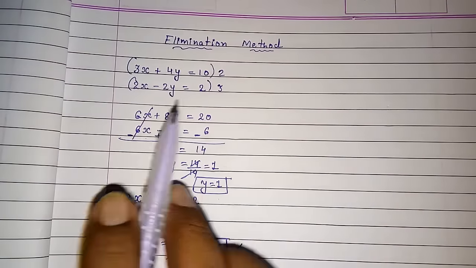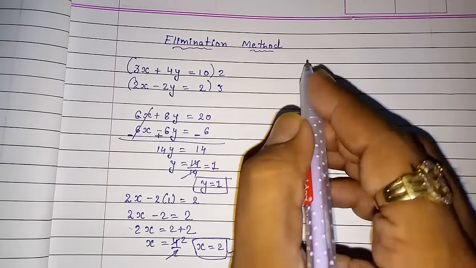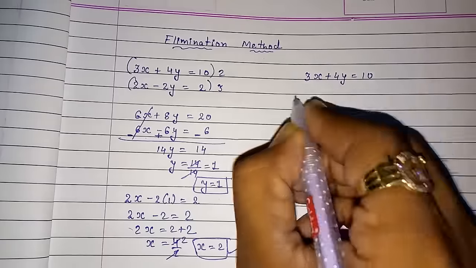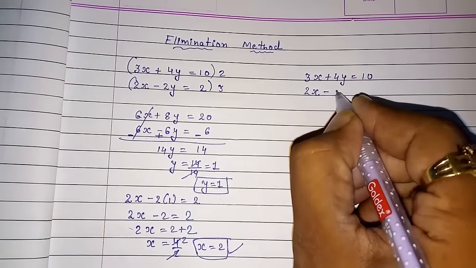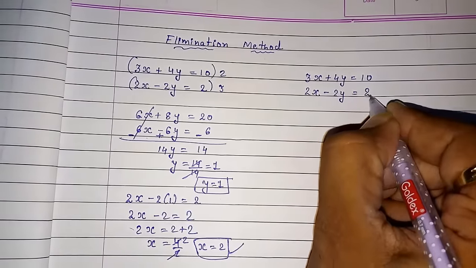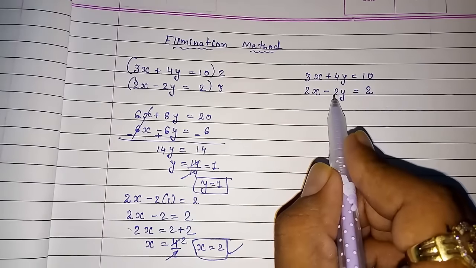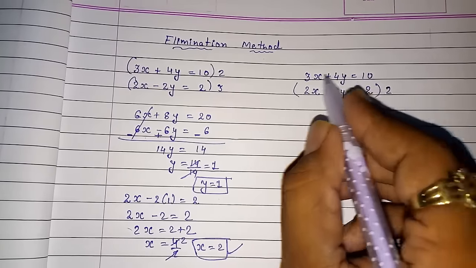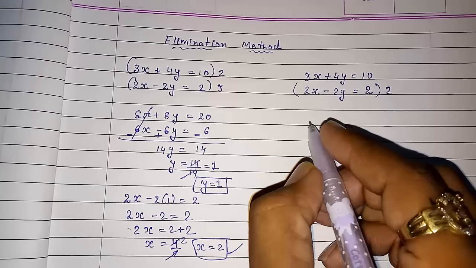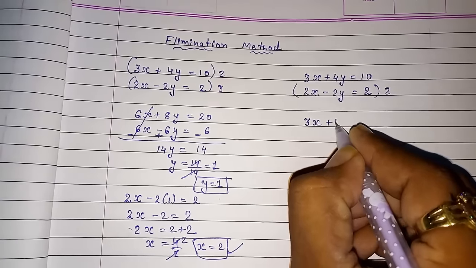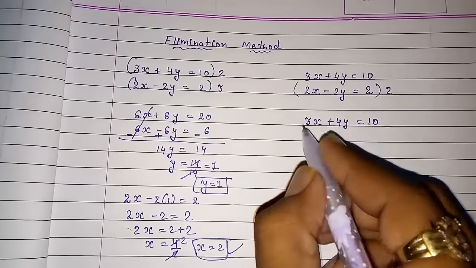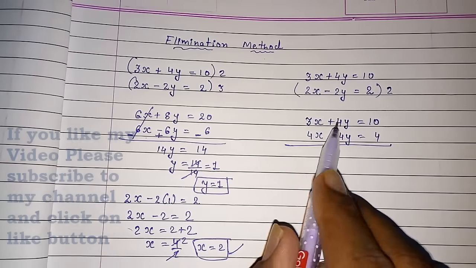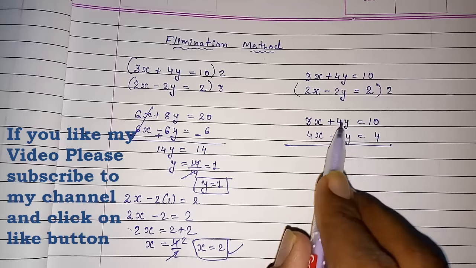Now we are going to make this y coefficient the same, the same equation, but for making this y the same, first I am writing the equation. We can easily see here that if I multiply 2 with this second equation, then I will get 4 here, and here 4 is already there. So I am going to multiply just 2 with the second equation. 3x plus 4y equals 10, and 4x minus 4y equals 4. Now if we add this, then we will get 0. So we can eliminate this.